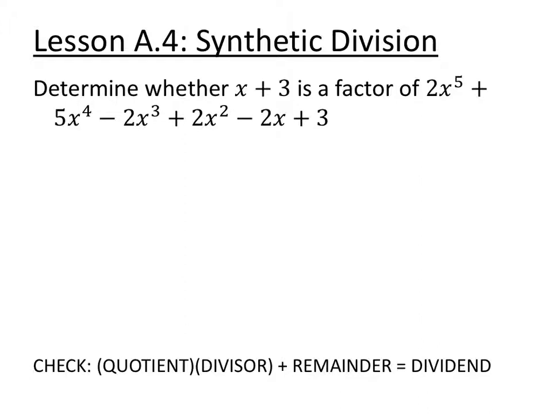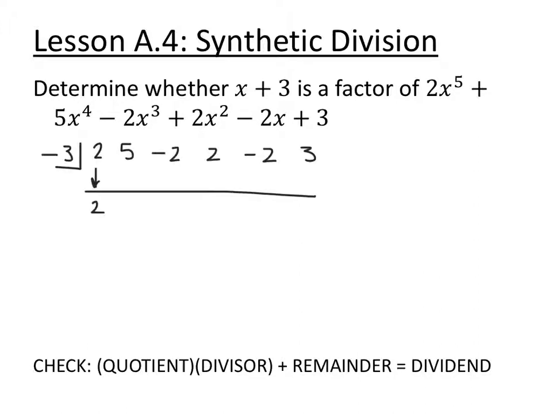We want to determine whether x plus 3 is a factor of 2x to the 5th plus 5x to the 4th minus 2x cubed plus 2x squared minus 2x plus 3. The first thing we're going to do is synthetic division. So go ahead and pause the video and set up your synthetic division. What goes in the box is whatever makes your linear factor equal to 0, in this case negative 3, and then label out all your coefficients: 2, 5, negative 2, 2, negative 2, 3. Bring down your 2. Now pause the video and try the synthetic division on this.